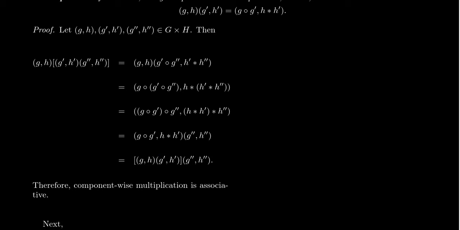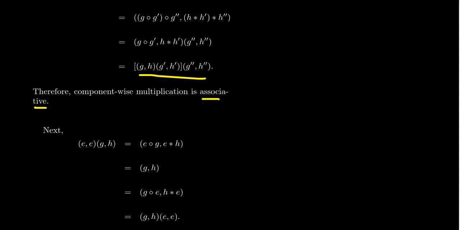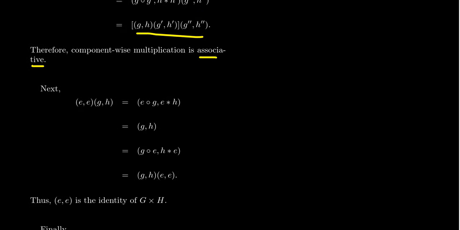And so what we've seen here is that if you operate on the last two first, that's the same thing as operating on the first two first. And that's the associativity axiom proven right there. So component-wise multiplication is associative because the original two operations are associative.